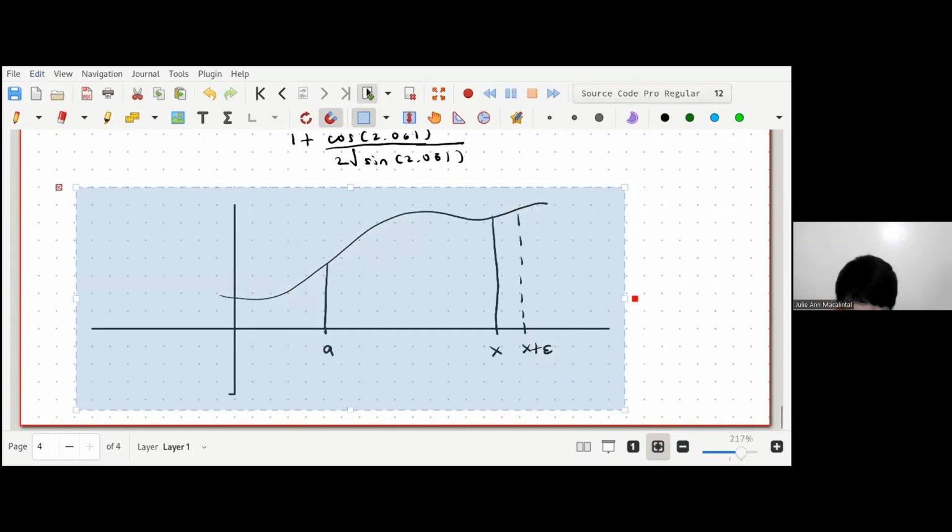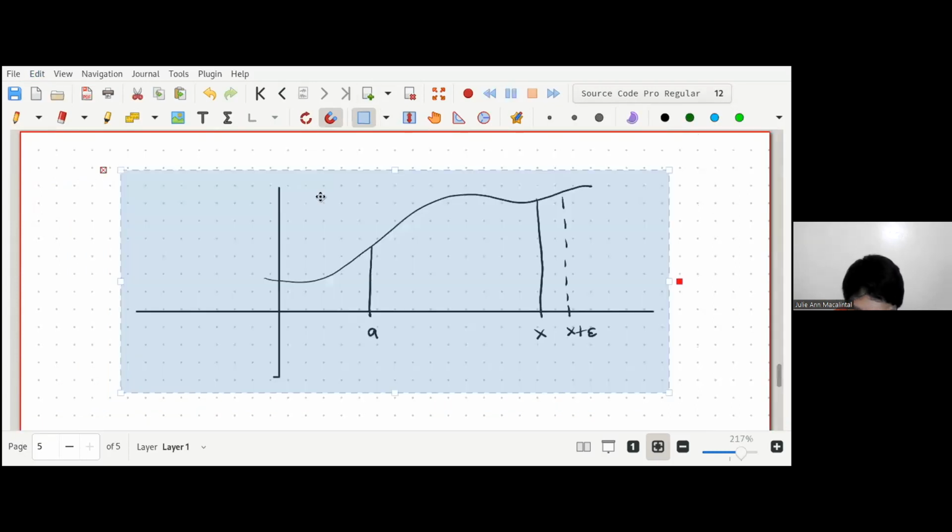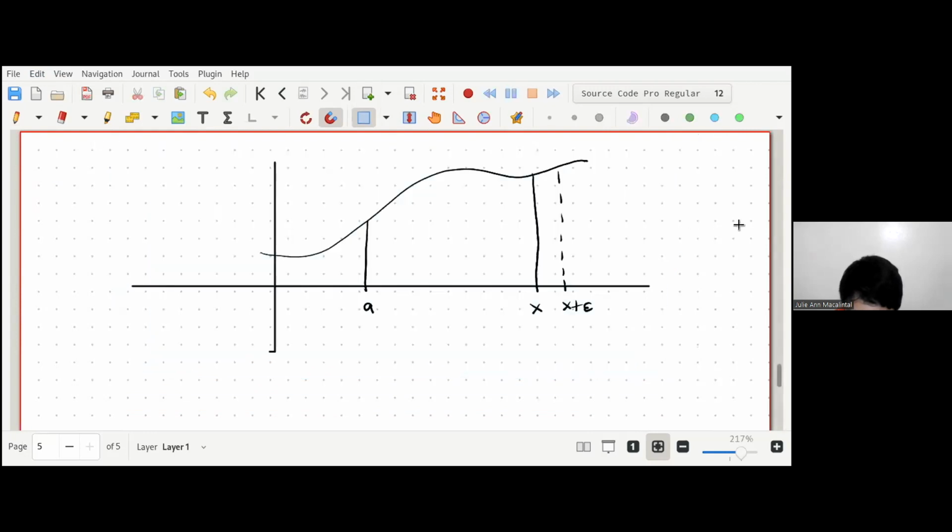Bakit epsilon po yung ginagamit ng mga text? Hindi po parang delta? Kasi parang D. Yung epsilon kasi usually changes in y. Yung delta changes in x. Sorry. Epsilon yung change in y.